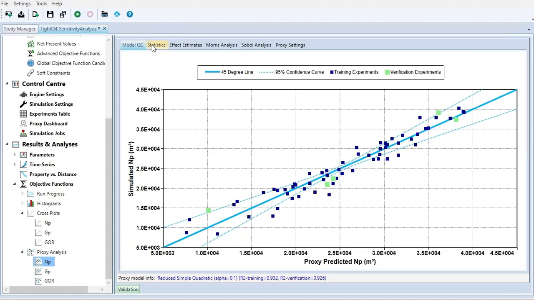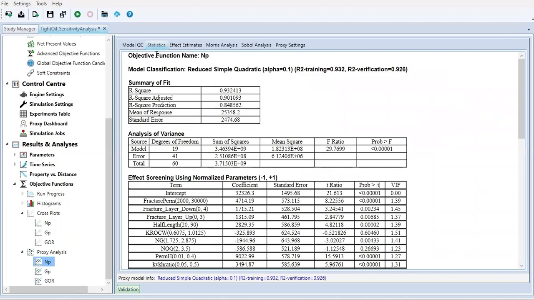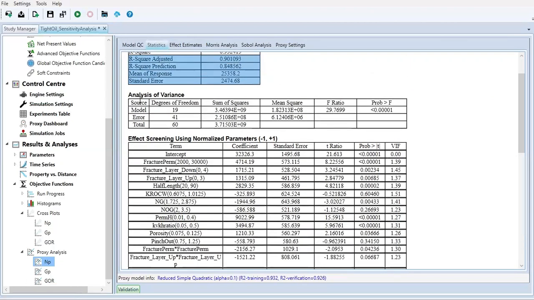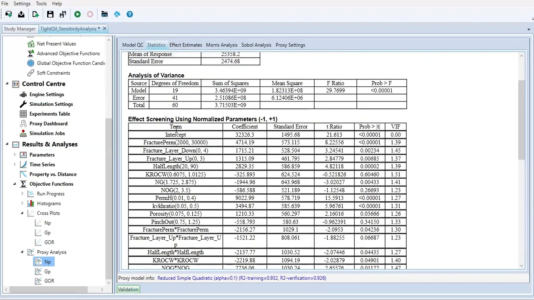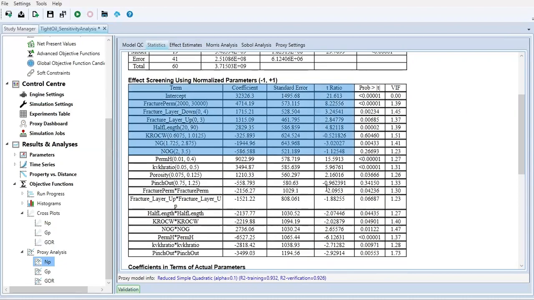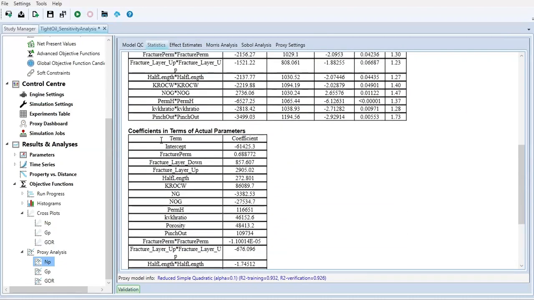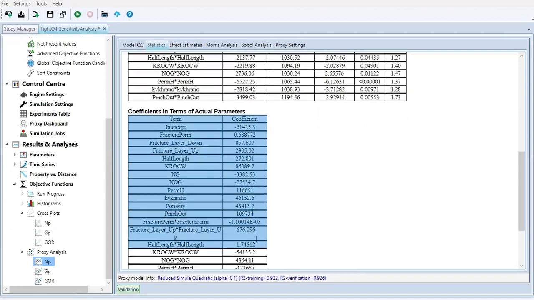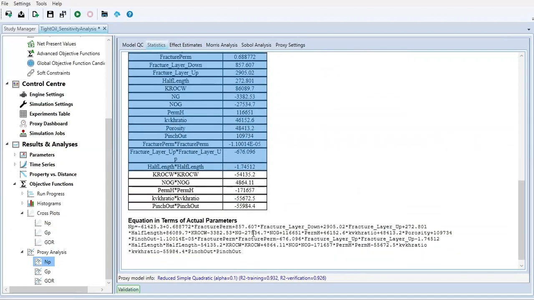Okay, and we can also check in more detail the quality of the proxy model. Check it from the statistics: the R square, good; R square adjusted; R square prediction, good; mean of response; standard error; analysis of variance; and then the effect screening using normalized parameters. And this one, the coefficient in terms of actual parameters.